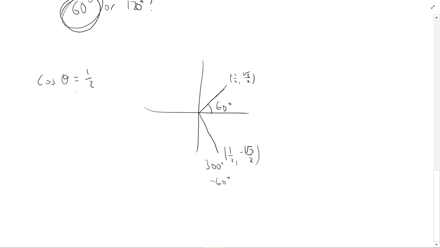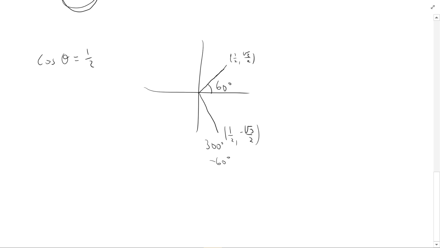But I need to pick one value, right? I need it to be a function. So if I wanted to say what is cosine inverse of 1/2, I'm going to pick something from the top half of the circle. So cosine inverse of 1/2 is going to be 60 degrees.